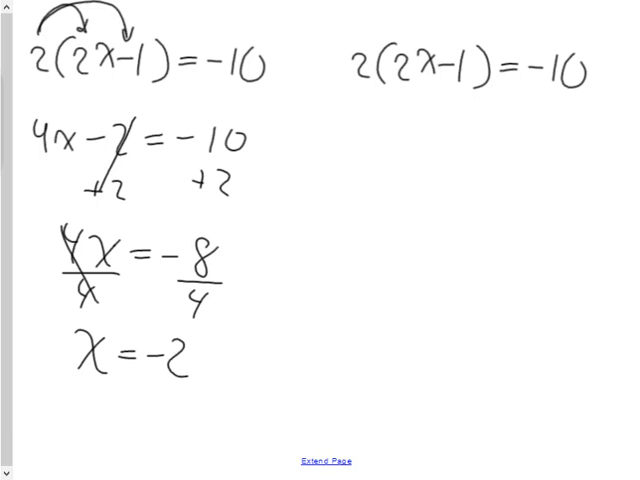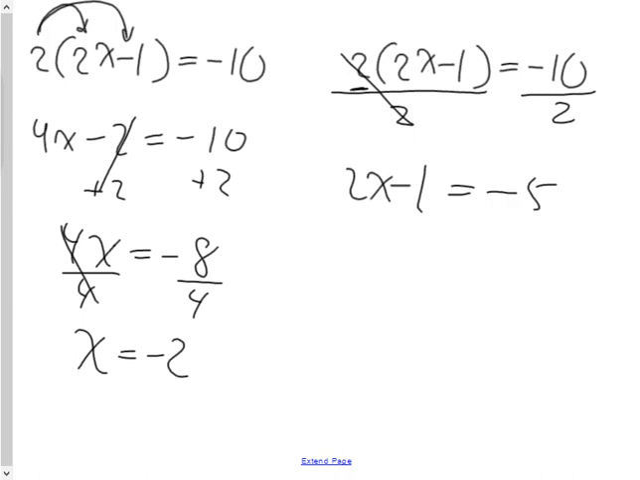The other way you could have done it is division first. The first thing I'm going to do, I have two groups of these. So instead of having two groups, I'm going to divide that entire side by 2 to end up with one group of 2x minus 1. One group. Instead of two groups, I have one group. But if I divide that side by 2, I must divide that side by 2, and I end up with this equation. So instead of saying two groups of 2x minus 1 equals negative 10, I can say one group of 2x minus 1 is equal to negative 5.